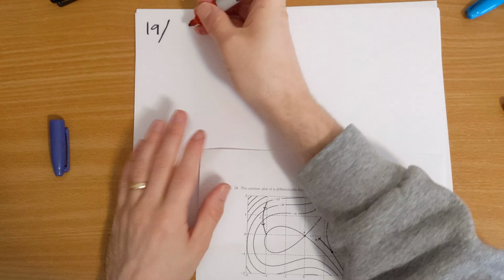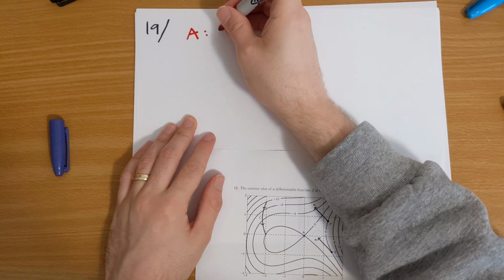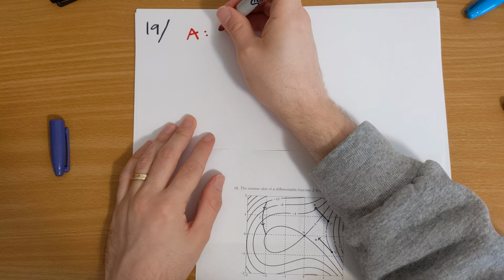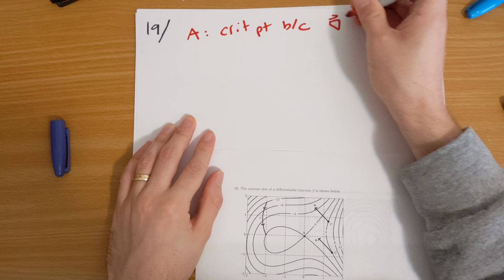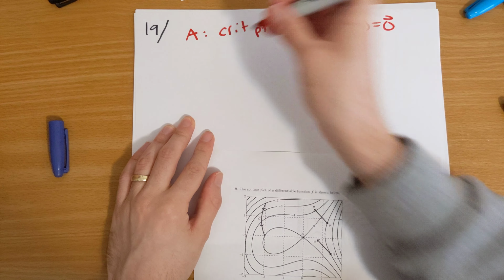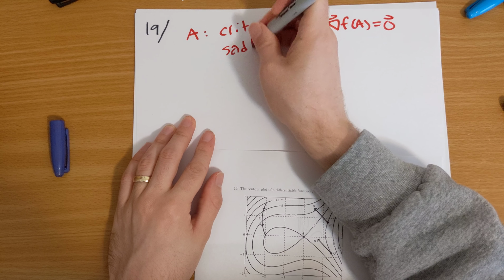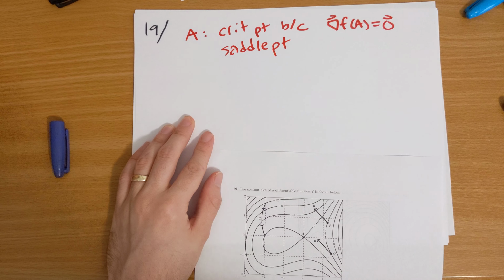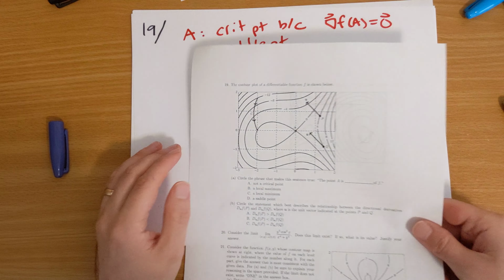That's going to tell us two things. That's going to tell us that A is a critical point, because the gradient of f at A is equal to the 0 vector, and then further it will tell us that this is a saddle point.